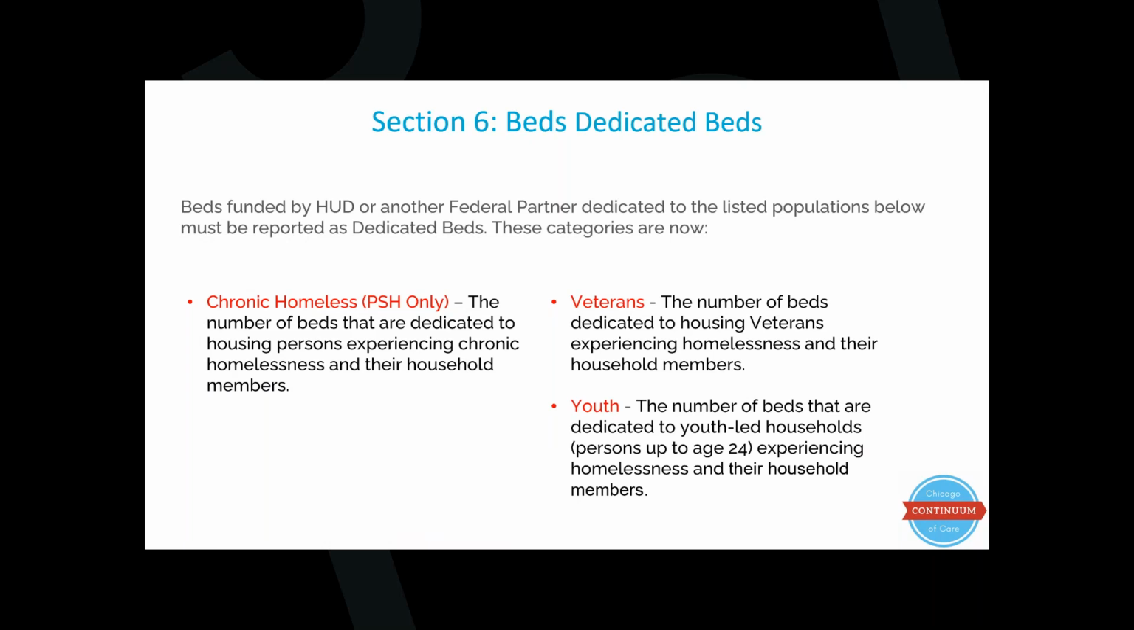So chronic homelessness is going to be the number of beds that are dedicated to housing persons experiencing chronic homelessness and their household members. So that's another thing to keep in mind, is that if the head of household is chronically homeless, but the additional household members aren't, then they all get bundled together as chronic homelessness because of the head of household. When it comes to veterans, the number of beds dedicated to housing veterans experiencing homelessness and their household members. And then youth, the number of beds that are dedicated to youth-led households, persons up to the age of 24. So anyone under the age of 24 that's the head of household would fall under a youth dedicated bed.